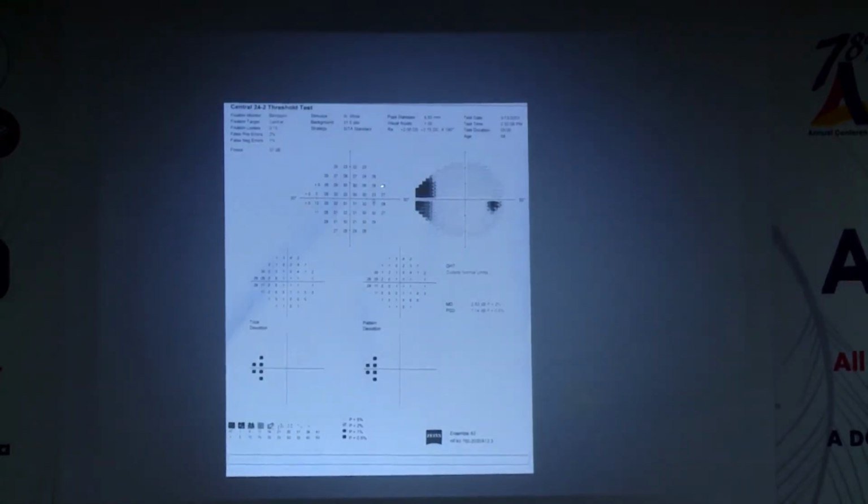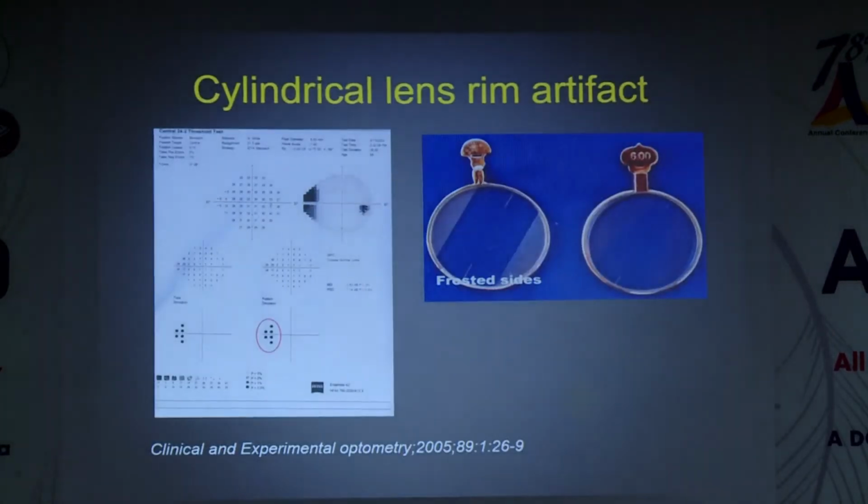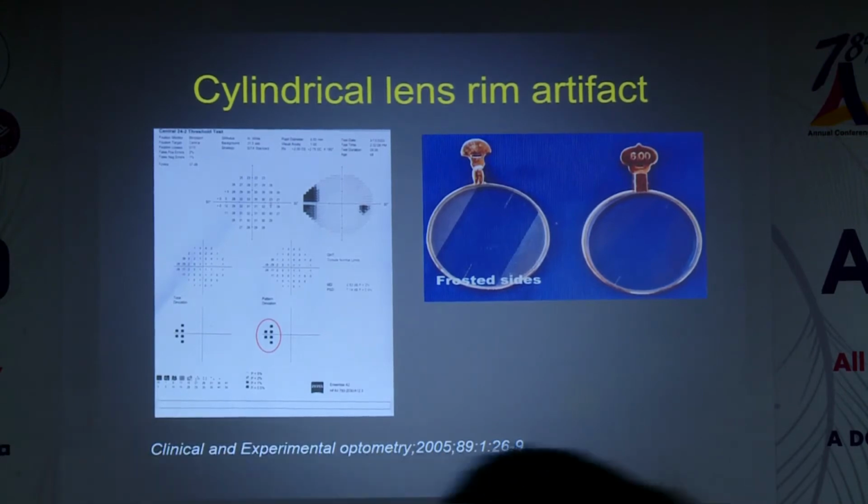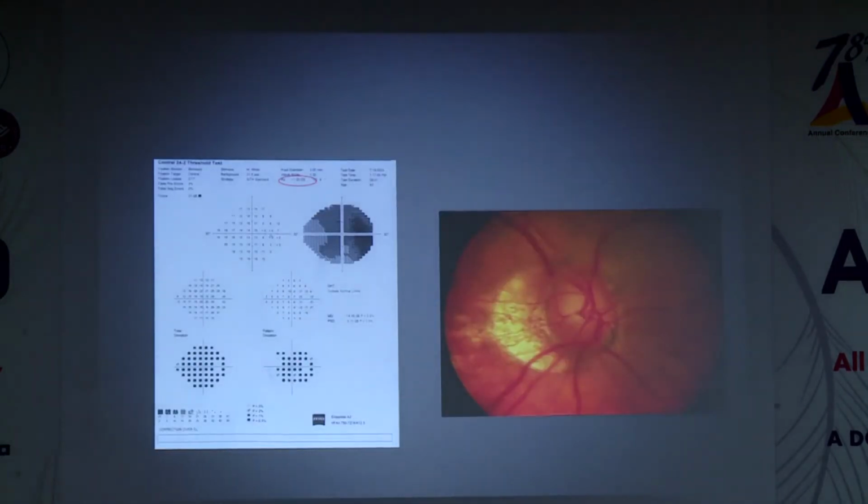What about this? This is unusual. You might at face value think that this is a nasal step, but a nasal step doesn't cross the horizontal meridian. So this is caused by a cylindrical lens rim artifact when you use frosted slides to correct the refractive error for the patient. So it's better to use a full aperture lens, and we published this in the Clinical and Experimental Optometry Journal.